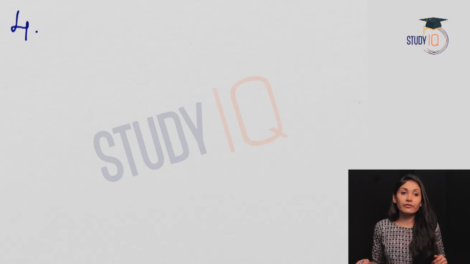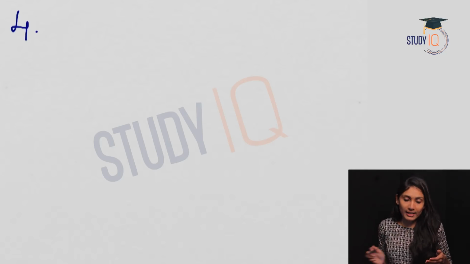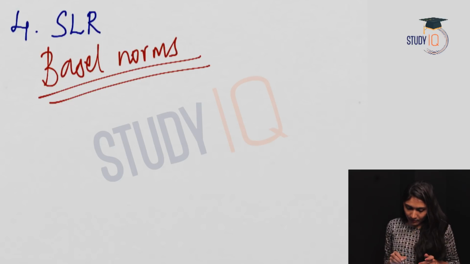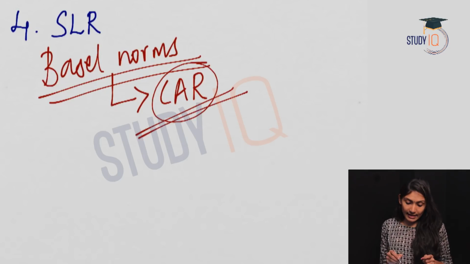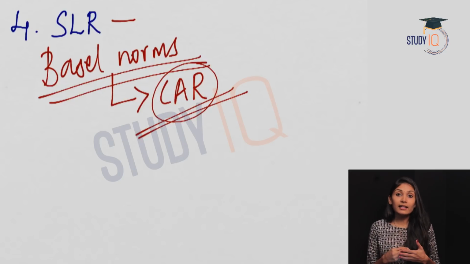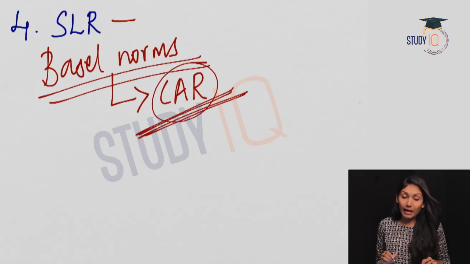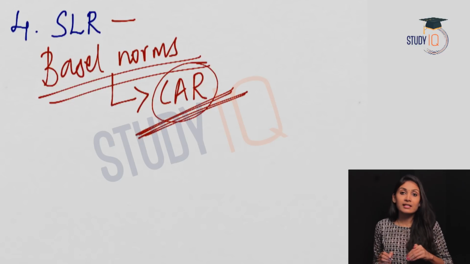The next recommendation of this committee was to abolish the statutory liquidity ratio as it has outlived its utility. You will understand this when you learn about the Basel norms. So Basel norms we will discuss later when we learn banking. Basel norms have something called the capital adequacy ratio. So what is SLR? SLR is the percentage of total deposits a bank has to keep with itself. CAR, or the capital adequacy ratio, is also a similar concept which we will learn in your banking module, and when you learn the Basel norms we will explain this later.